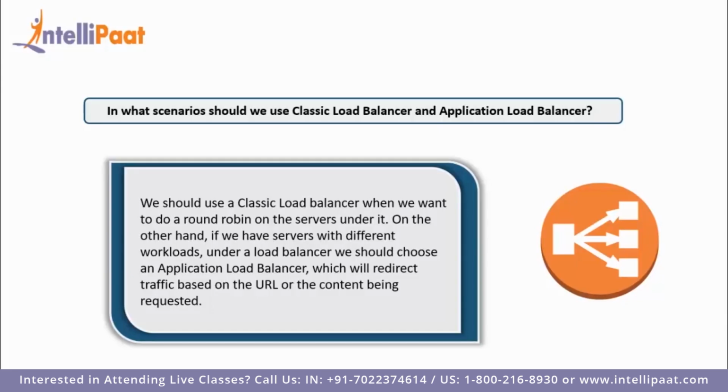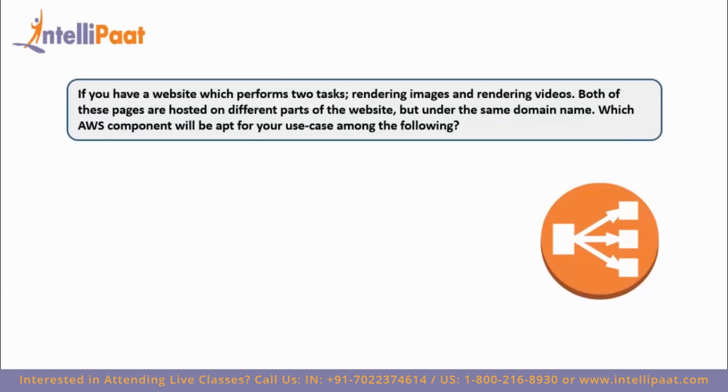So whenever you are dealing with multivariate traffic, that is traffic which is meant for a specific group of servers, you would use application load balancer. On the other hand, if you have servers which do the exact same thing, right? You just want to distribute the load among them equally, then in that case you would use a classic load balancer.